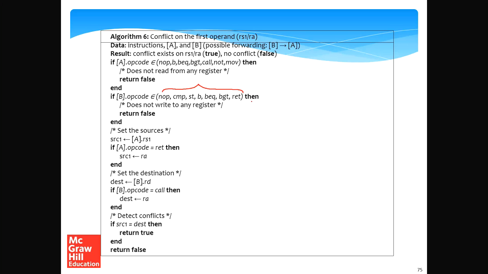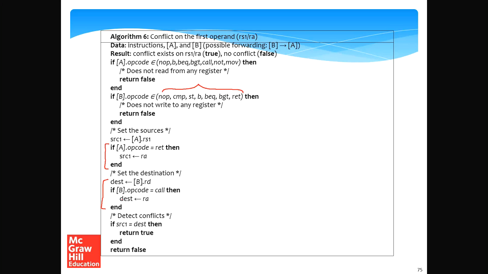Otherwise, we set the sources. So we say that src1 is A's rs1 field. However, we take this special case into account that if A is a return instruction, then we set src1 as RA. Refer to chapter 8 for this, where we had discussed this special case. Similarly, we set the destination. We consider the destination variable. Mind you, this entire algorithm needs to be implemented in hardware, so we are only showing the pseudocode over here. The destination register should ideally be the RD field in instruction B.